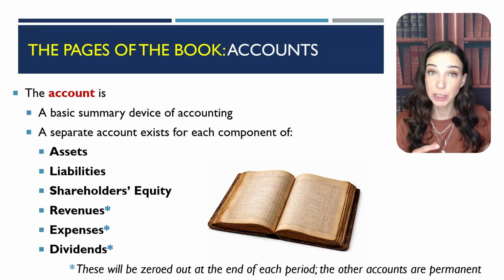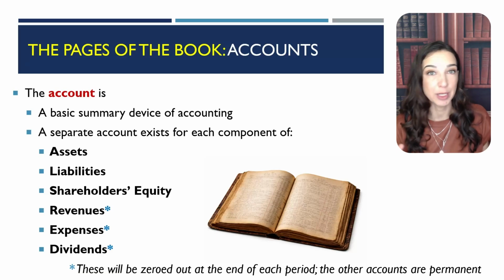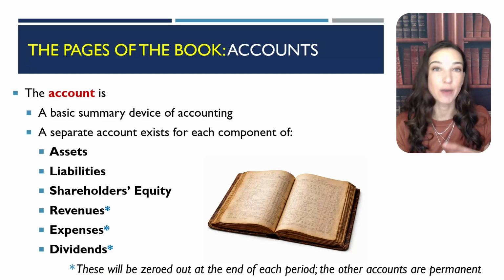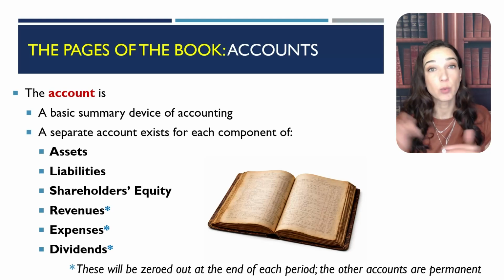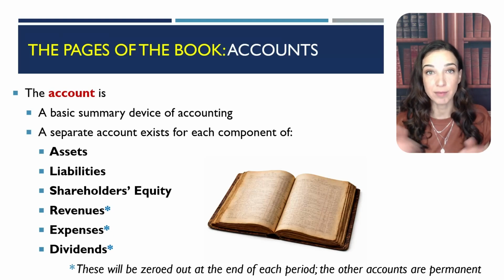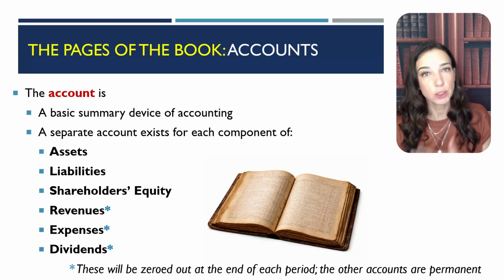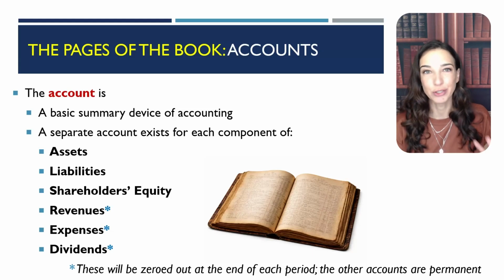Now, some of these pages are going to be written in permanent marker, so they get carried over from period to period. Everything that is a balance sheet account, so assets, liabilities, and equity, whatever is the ending balance at the end of one period will be the opening balance at the beginning of the next period. And that makes sense if you think about cash. Whatever is the balance of cash that the company has on December 31st, that will be the opening balance of cash on January 1st. Certainly hope that.